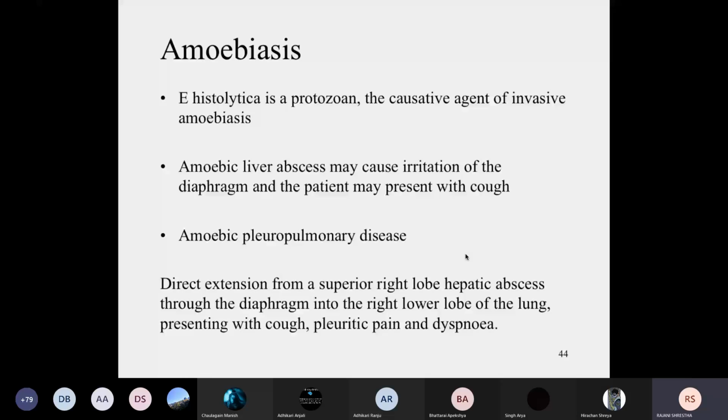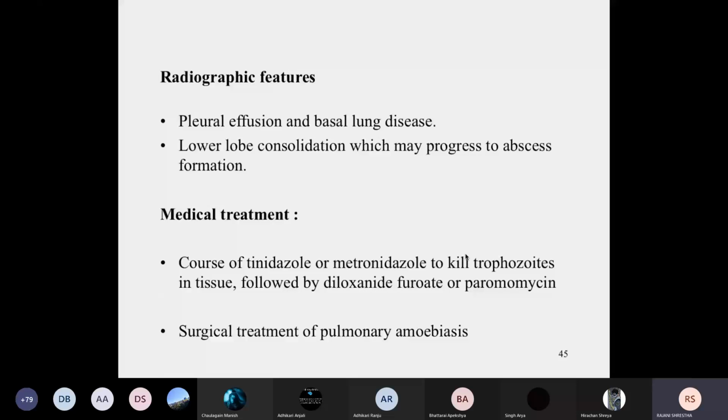Okay, so through the right hepatic extension, there might be direct extension through the diaphragm to the right lobe of the lungs. So the patient might present with shortness of breath, cough, dyspnea, chest pain. On the radiological features, you can find effusion as well as involvement of the basal area of the lung, and there might be lower lobe consolidation, and later it may lead to lung abscess.